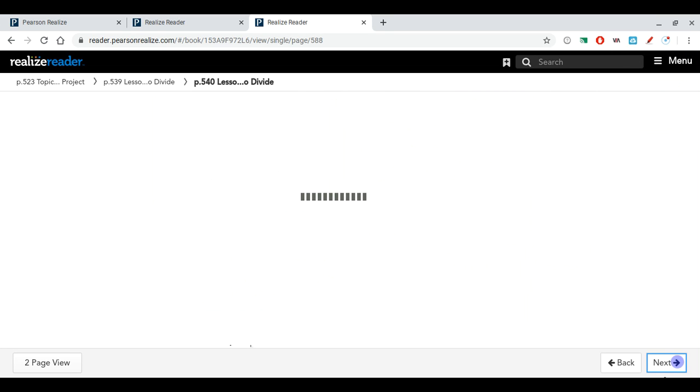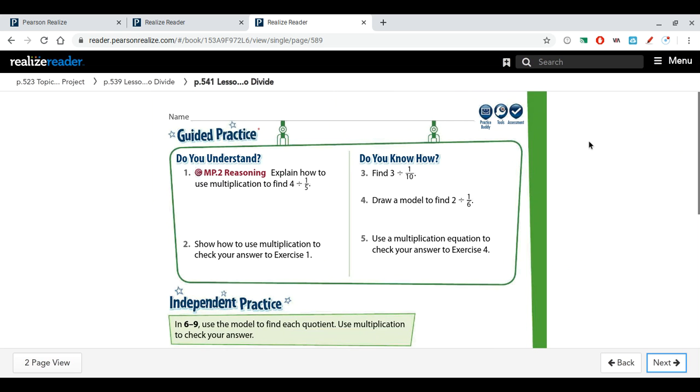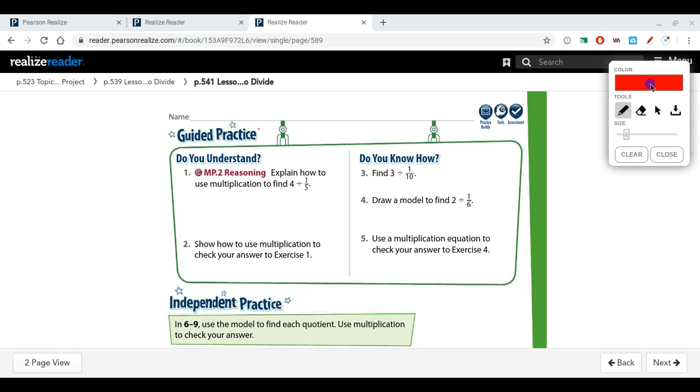All right, let's go ahead and move into your guided practice. It explains how to use multiplication to find 4 divided by 1/5. Since there are going to be 5/5 in each whole, I have 5/5 in each whole.